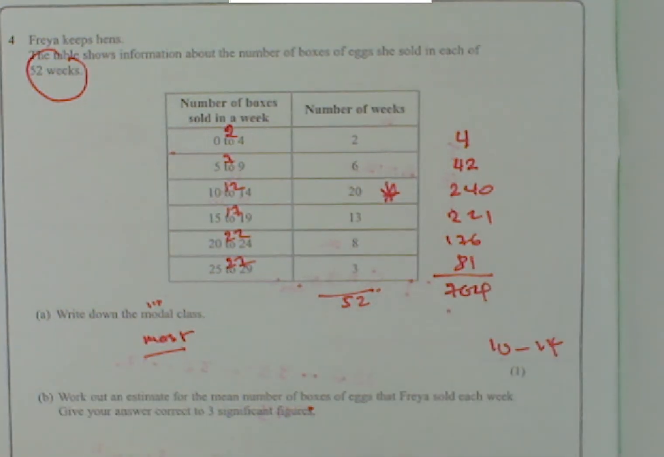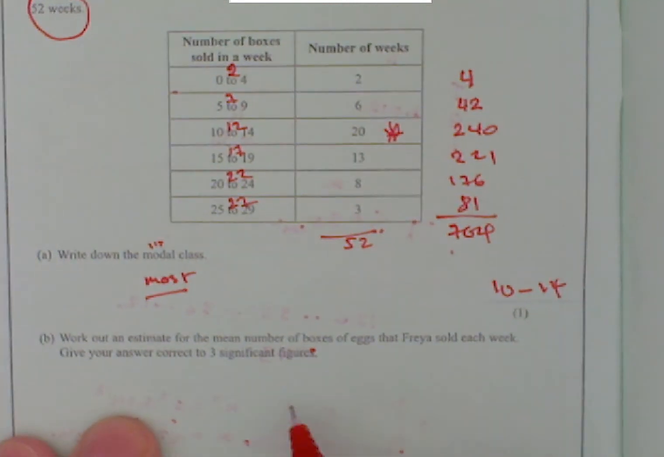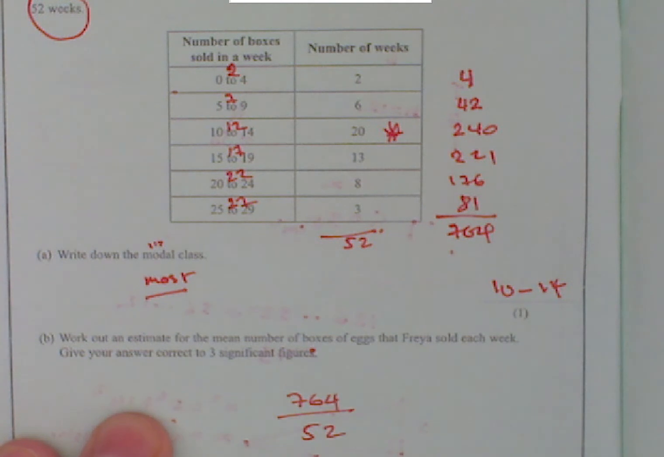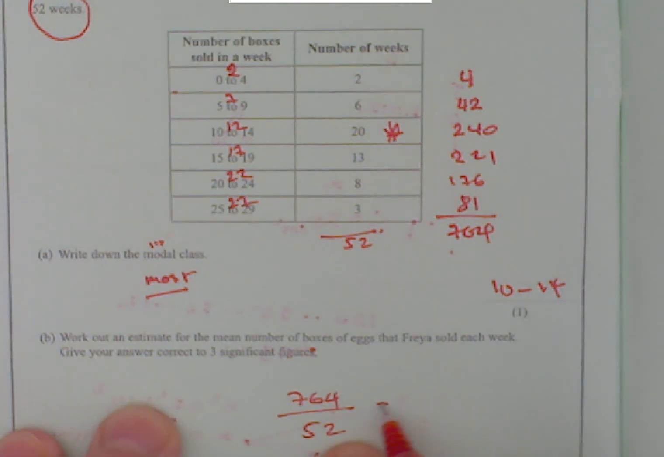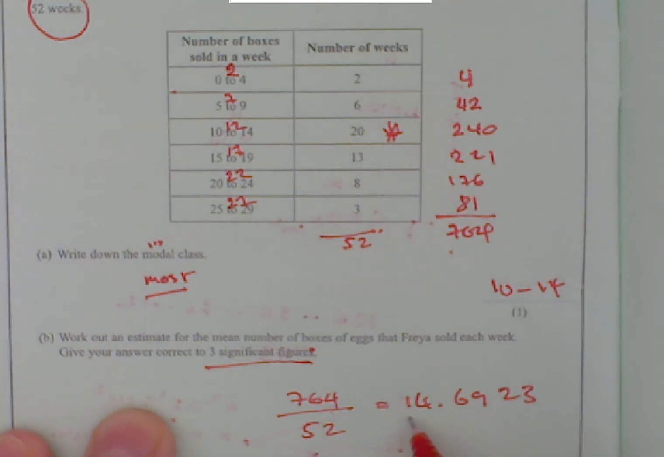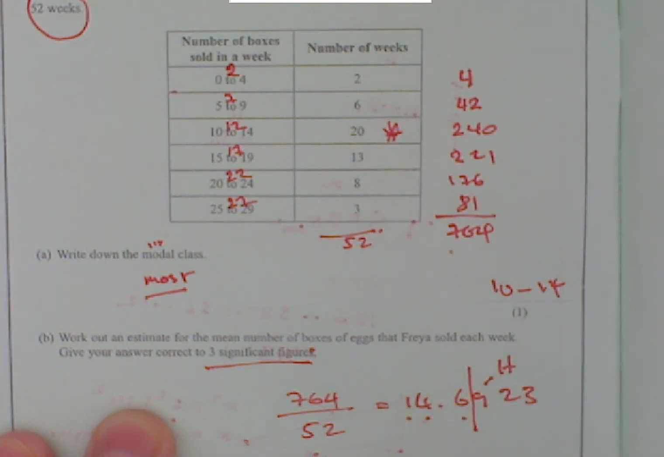So the mean would be 764 eggs divided, shared between 52 weeks. And I get 14.6923, and they want 3 significant figures. So first, second, third, make a cut. That's high. So my answer is 14.7 to 3 SF.